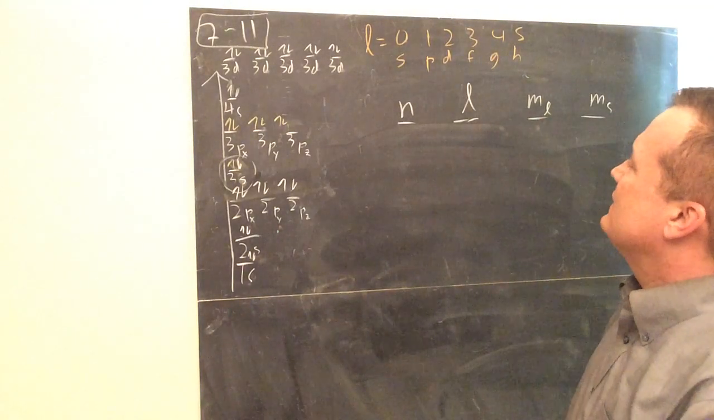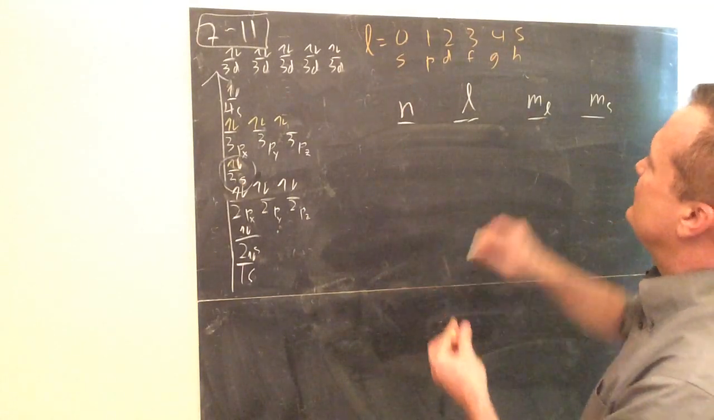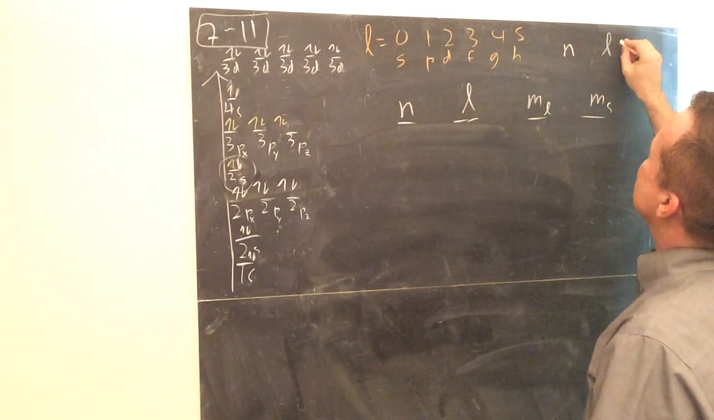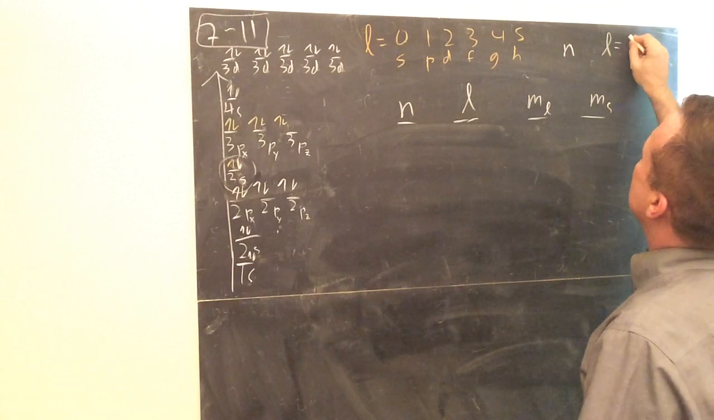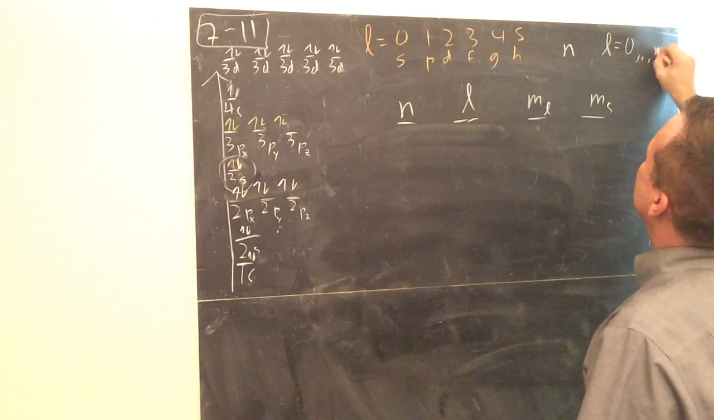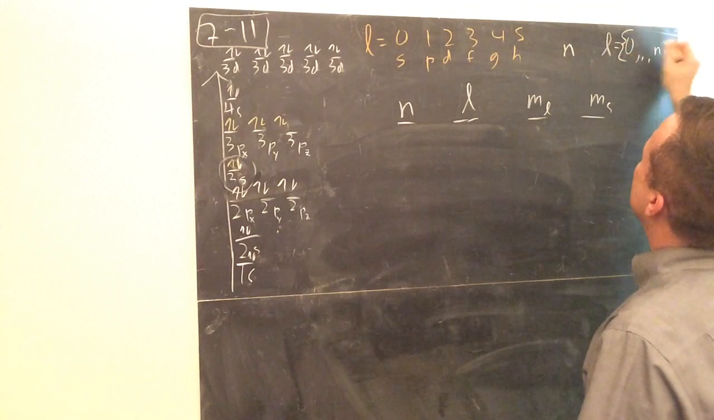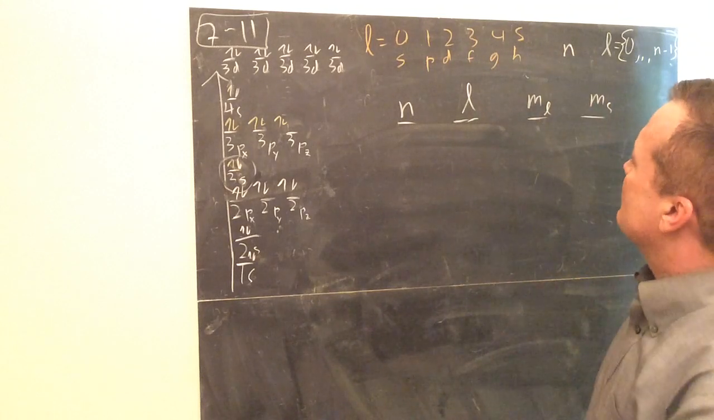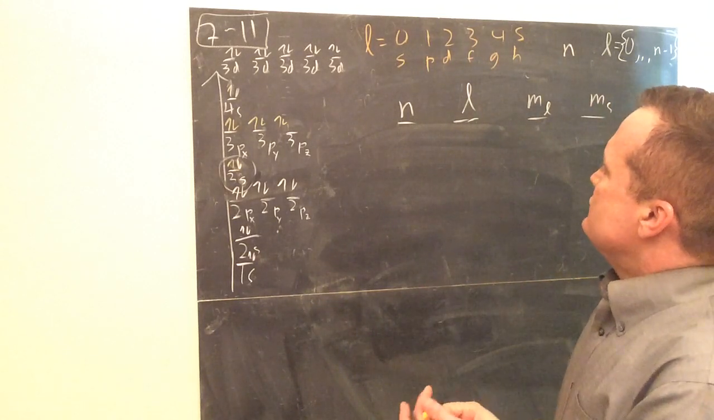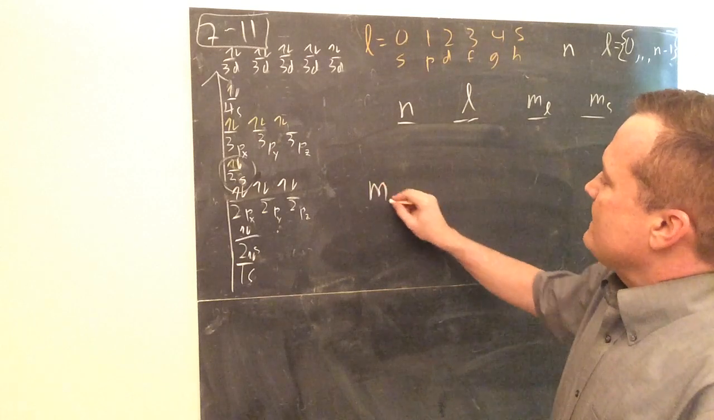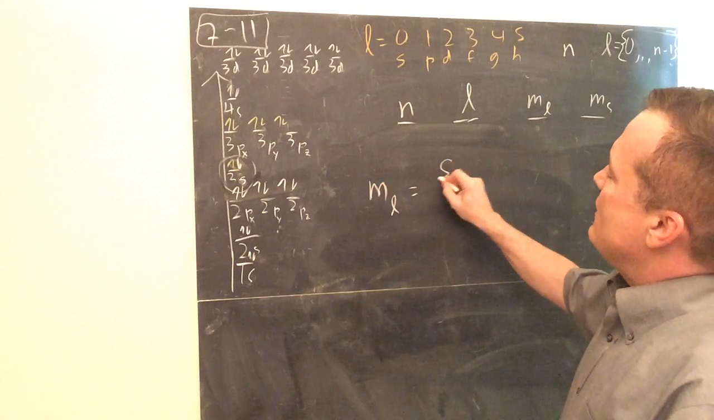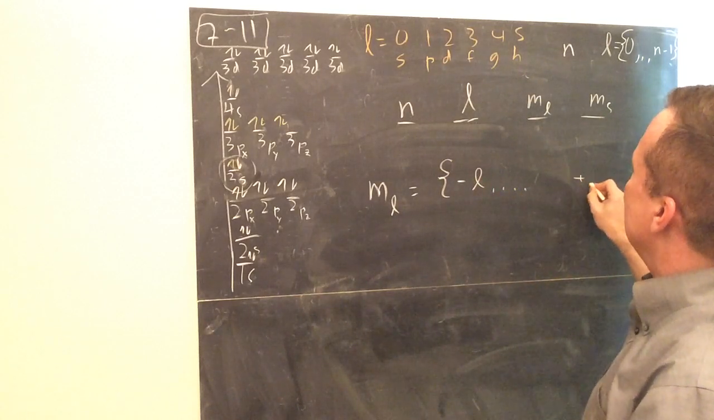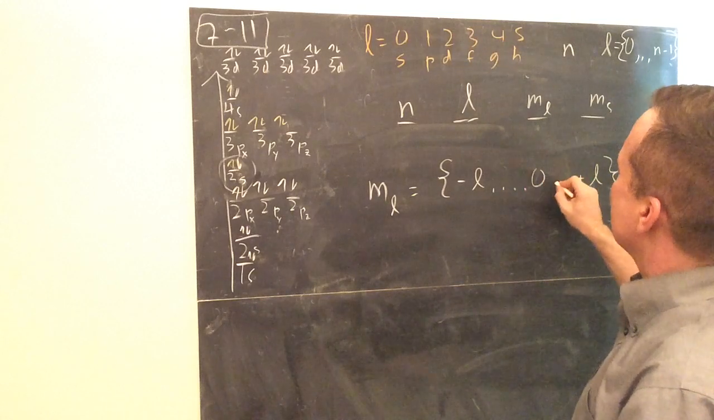Also, the little formula that tells you at any given level N, L will always equal every number from 0 up to N minus 1, the set of all values from 0 to N minus 1. I showed you that in the last video. Well, there's another equation. Your ML value will always equal the set of all numbers from -L all the way up to +L, including 0.